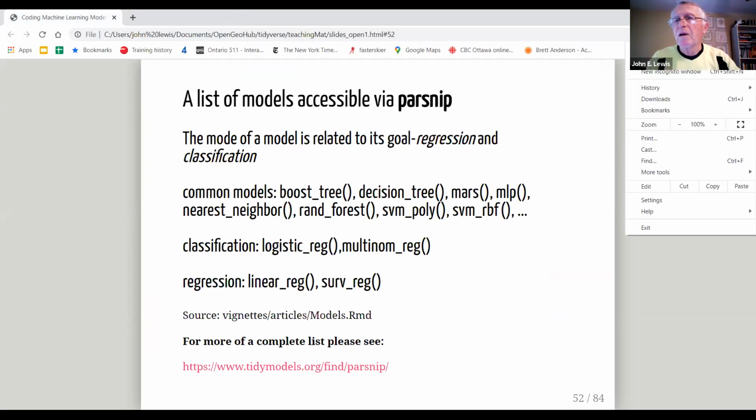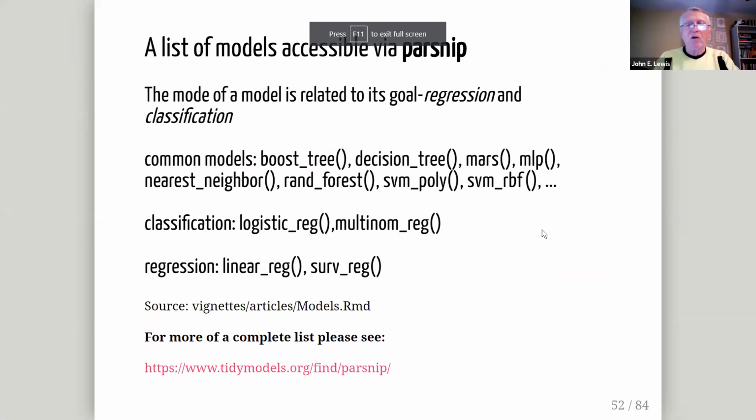Okay, and I'll go back to full screen this way. So that's where I ended off by showing you the kind of protracted list of models within the parsnip environment.